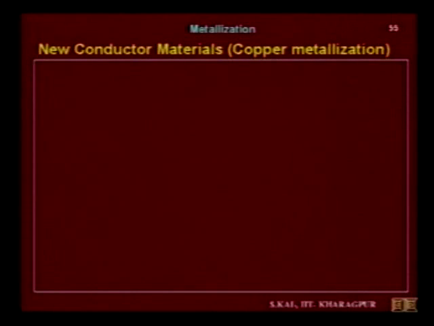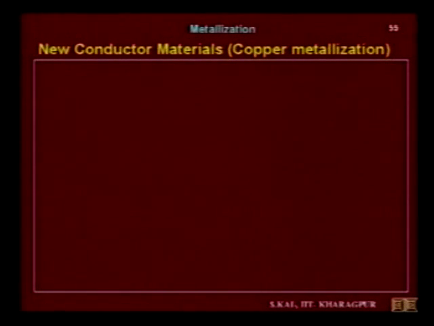Okay. Now, the last topic in the metallization chapter is new conductor materials, that is copper metallization. That is a very interesting area. Recently, people are trying to have copper metallization in the VLSI process. But for a long time, it has not been done because of certain problems. And we will address why people are looking for copper.